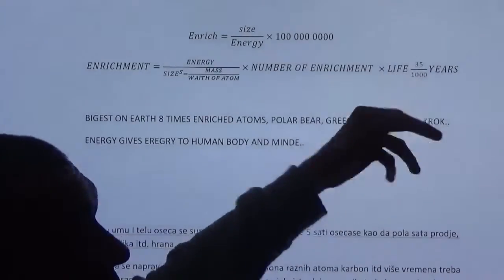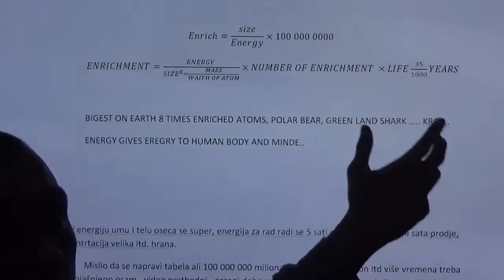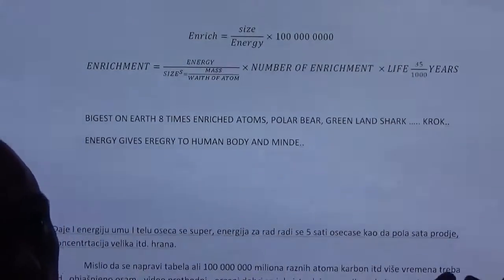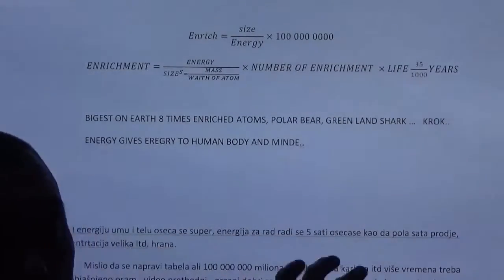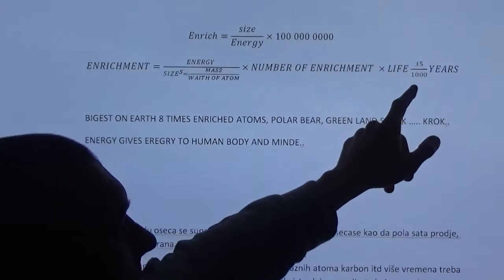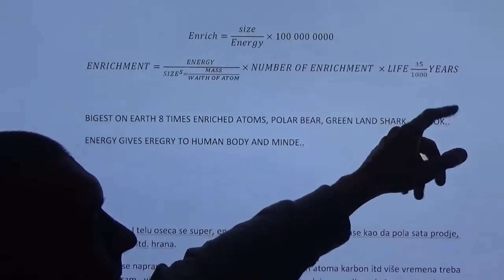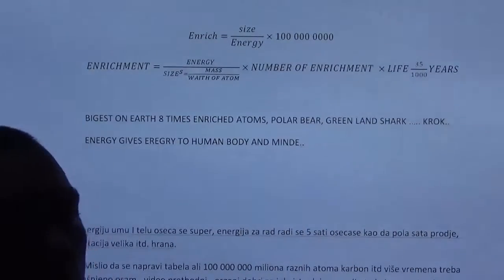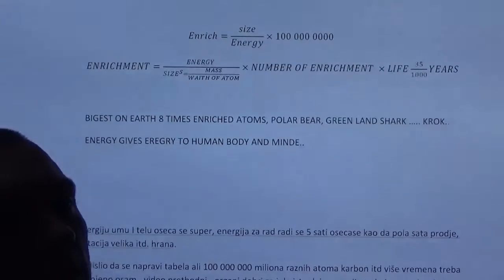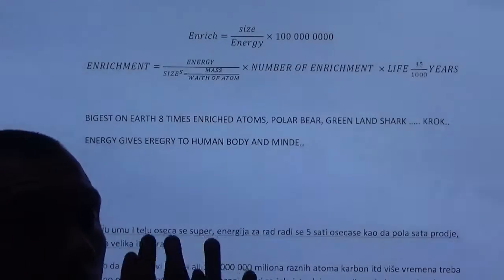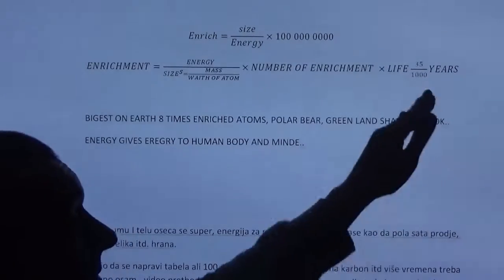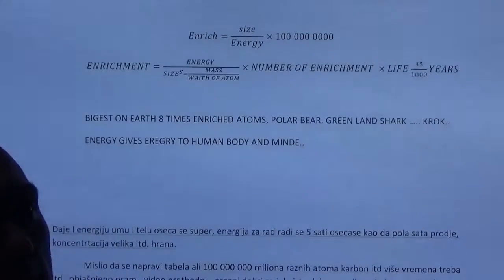But if we, through physics and understanding this scientifically, enrich food 35 times and then we eat it, through my calculations and physics, it tells me that it would give 1,000 years of life to a human being if he eats every day food that is enriched 35 times. That's like a goal and aim of this physics. And that's what the math is actually saying.